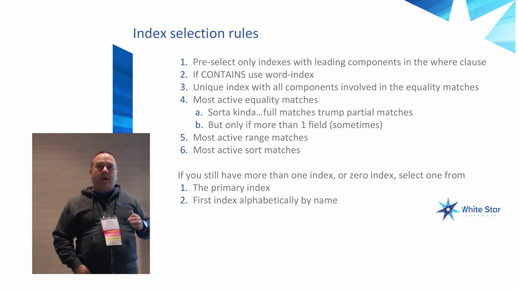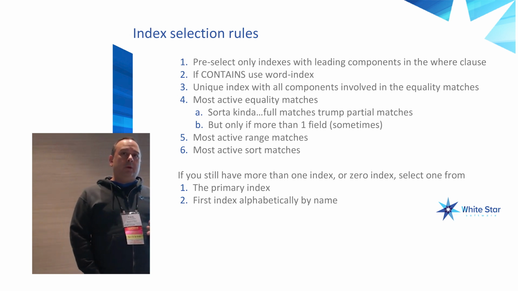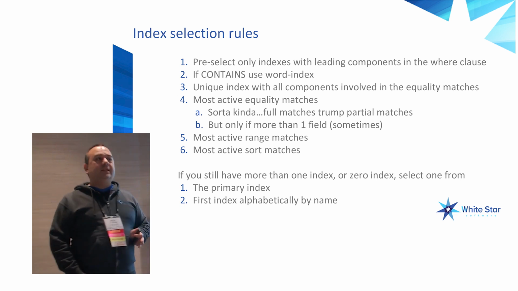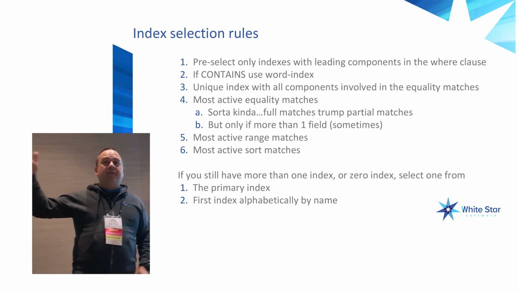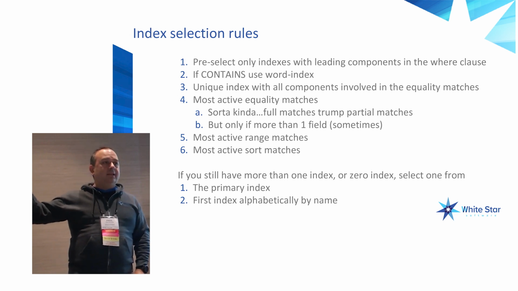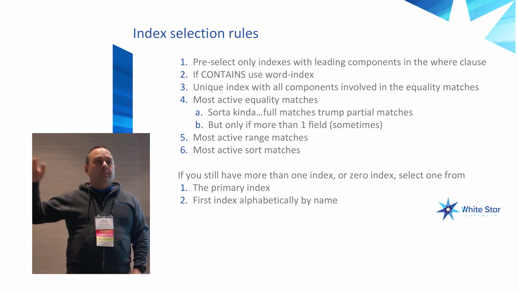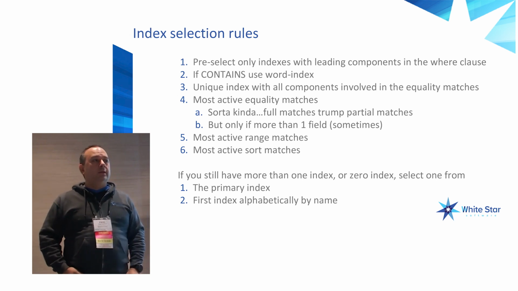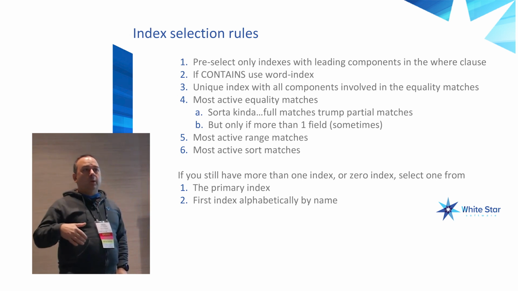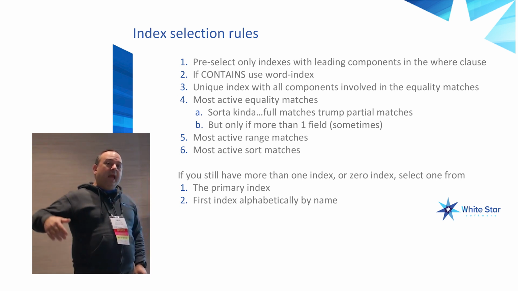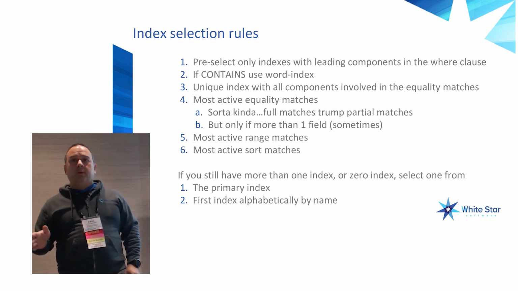The first thing that the compiler does is it pre-selects only indexes where the leading component of the index is in the where clause. It just says, hey, if your where clause is on name, and I have an index on country, I'm not even going to consider country. I'm going to eliminate country right away because I don't have country in my where clause. So let's pre-select all of the indexes only where the leading component is in the where clause, right? Second rule, if I see contains, it's a word index. Ignore all the rest. It's going to be a word index that I'm going to use, all right?